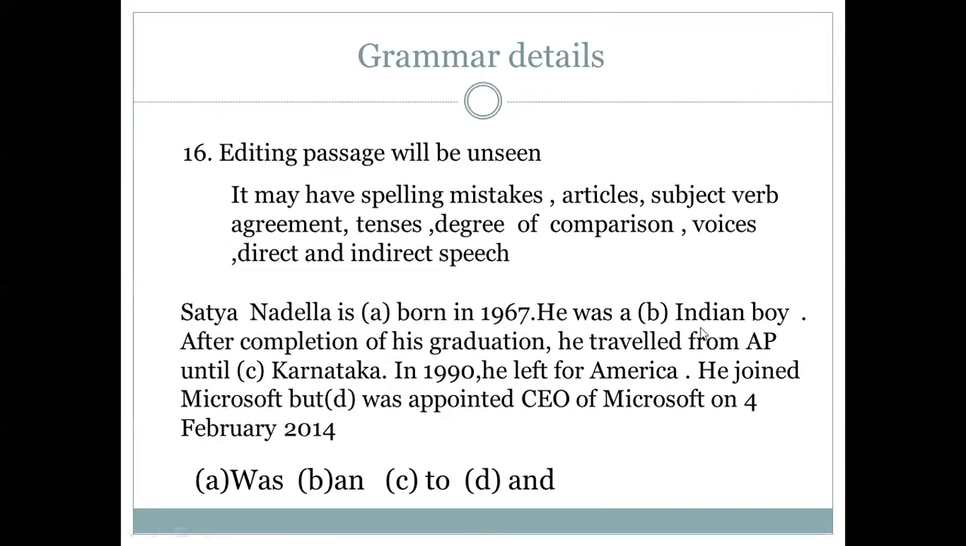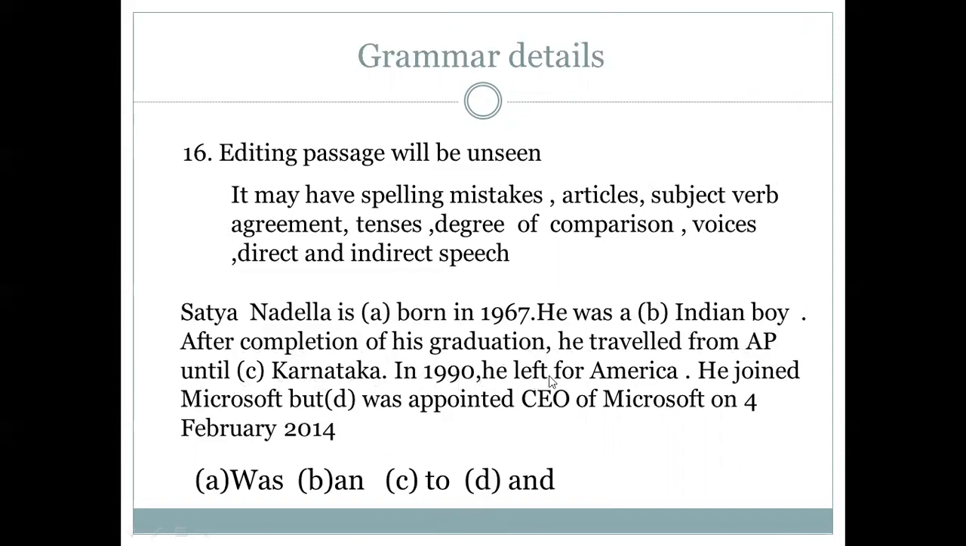In this, he was an Indian boy. So I it is a vowel letter, and before the vowel letter, what should come? An should come. Next, after the completion of his graduation, he traveled from AP until Karnataka. Is it correct? No. Why? He is traveling from AP to Karnataka. It is just moving, so we have to use to.